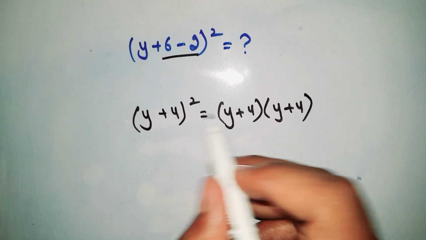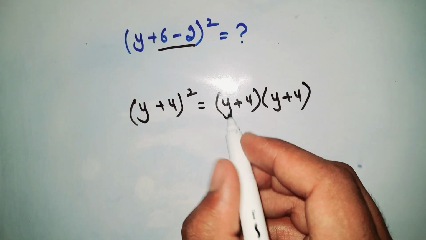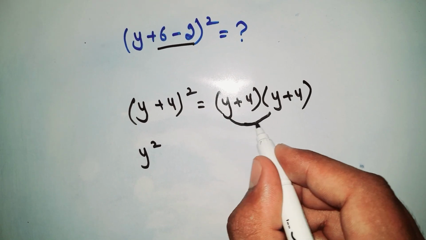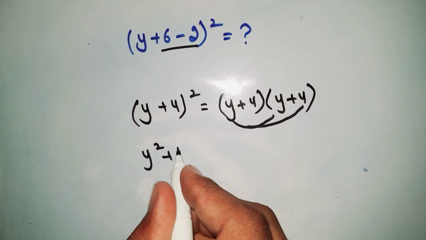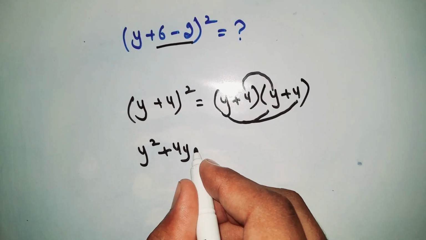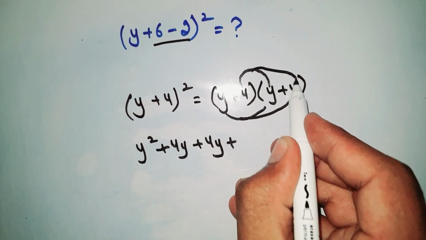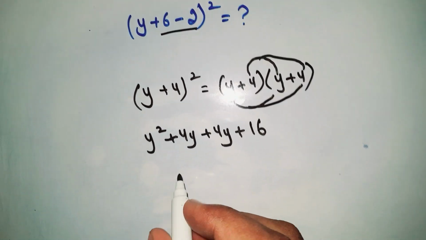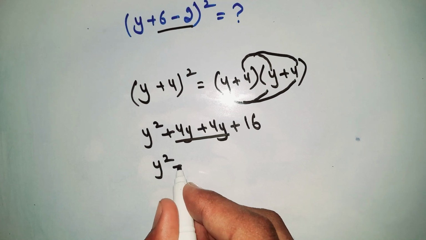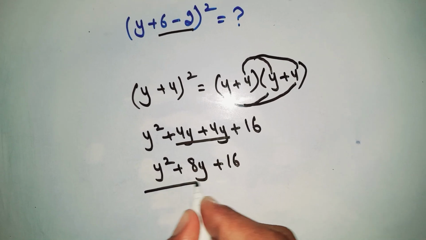So now (y + 4) whole square, we write this as (y + 4) and again (y + 4). We write this 2 times (y + 4). So now we multiply y with y, that's equal to y square. Now we multiply y with 4, that's equal to 4y. Now we multiply 4 with y, it's equal to 4y. We multiply 4 with 4, that's 16. So now y square plus 4y plus 4y is equal to y square plus 8y plus 16. This is our answer.